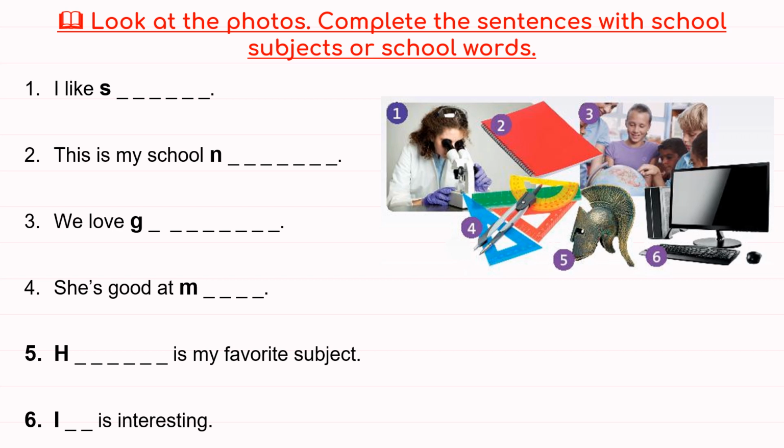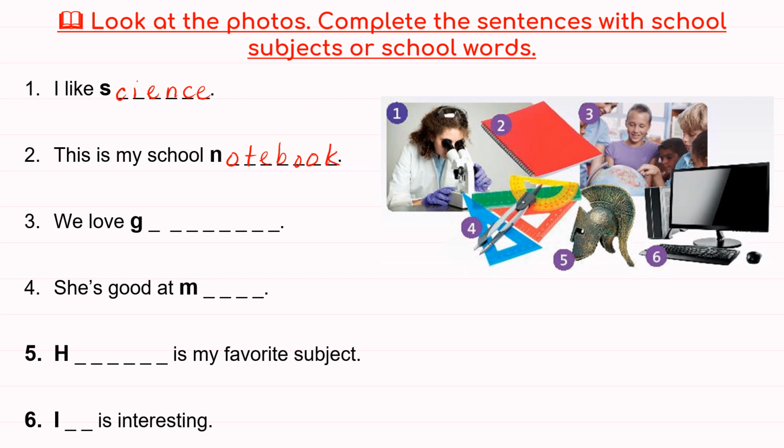Look at picture number 1 and we have the sentence, I like. This word starts with the letter S. So can you guess what it is? Good. It's science. I like science. Good job. Number 2. Look at the picture. This is my school. And what is it? Very good. It's a notebook. This is my school notebook.